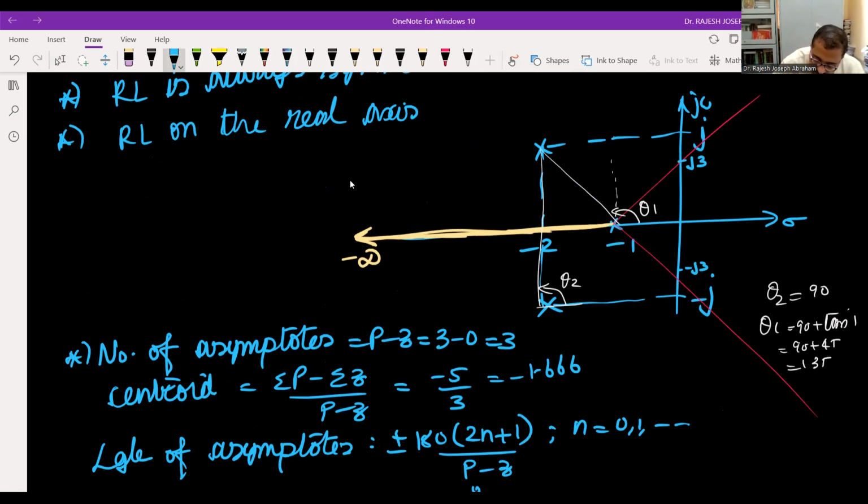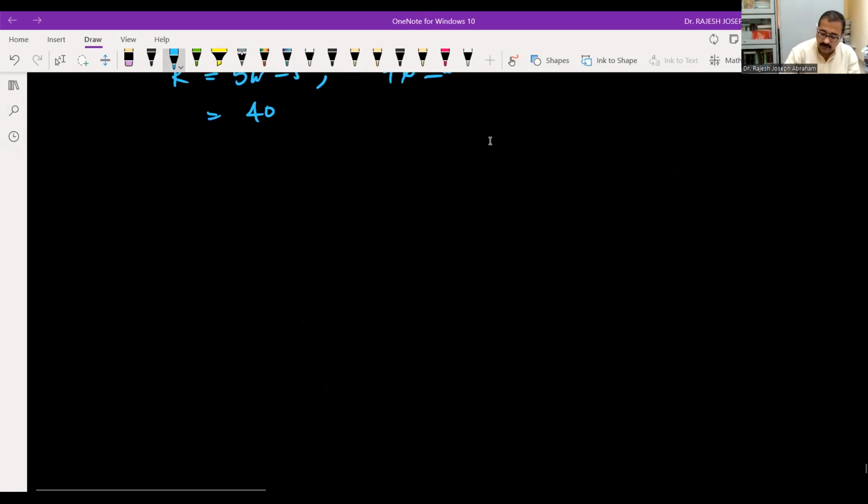Maybe use your protractor. You just draw it, beautifully you draw. It should cut at this point. Okay, let me draw it here once again. If you can draw it on a graph sheet, it will be better.